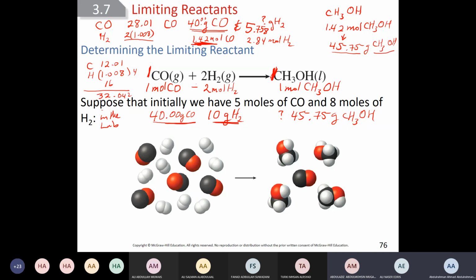Because CO reacts first. 40 gram would react with only 5.758. In this case, we call the 40 gram CO the limiting reactant. Limiting reactant.